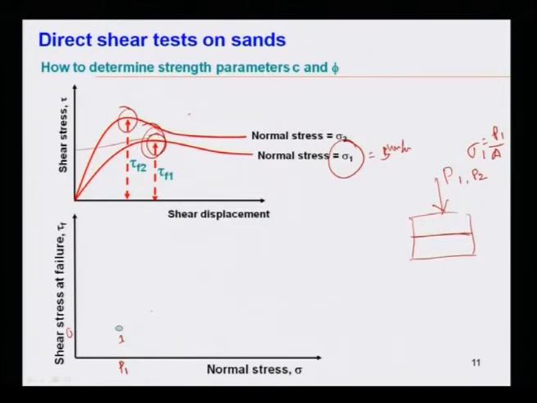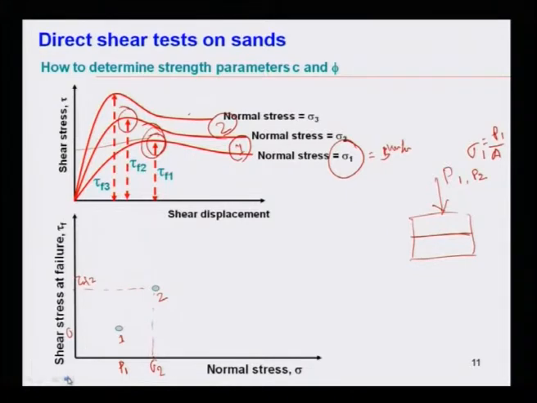identify where the point lies in the graph of shear stress at failure versus normal stress. This is your second point. For the second set of normal stress, with the shear stress and shear displacement, you are getting tau f2. That means with your normal stress sigma 2, this is your tau f2. Now, with this you proceed to your third set of normal stress.